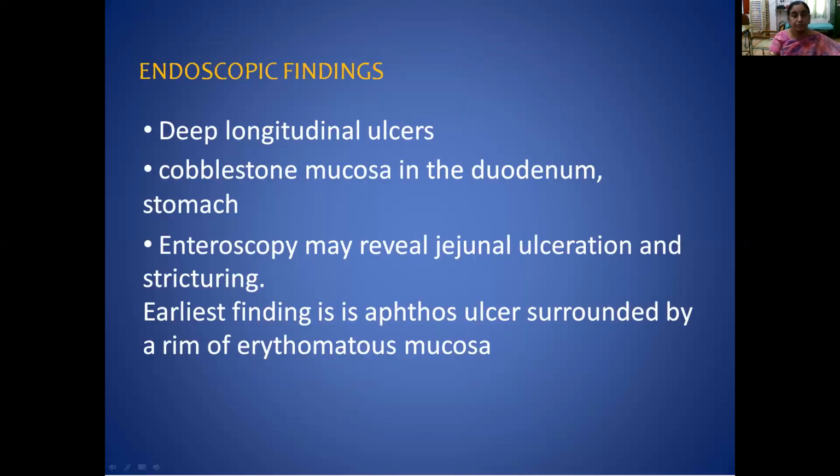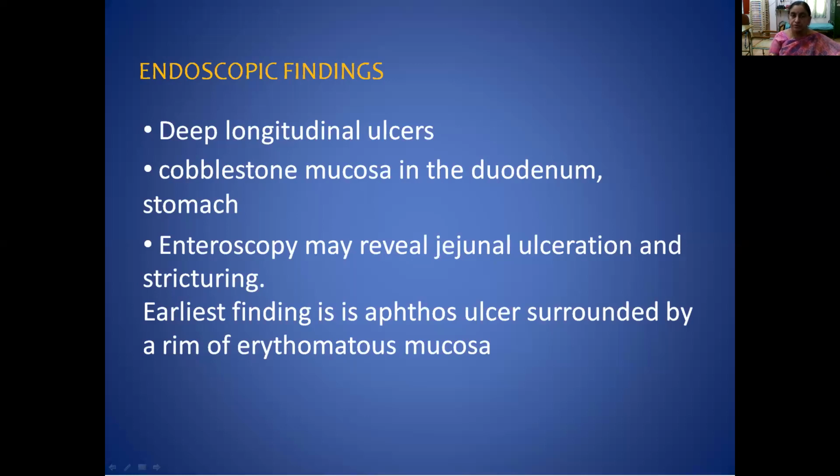So you go to the endoscopic findings. One is deep longitudinal ulcers, next is cobblestone mucosa in the duodenum and the stomach. What is the meaning of cobblestone mucosa? You can see deep ulcers somewhere, and in between the ulcers the area will be normal, not affected, but edematous. That gives an appearance of cobblestone mucosa. That is more commonly seen in the duodenum and stomach.